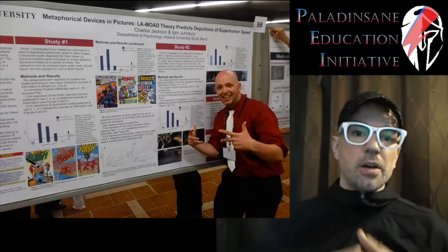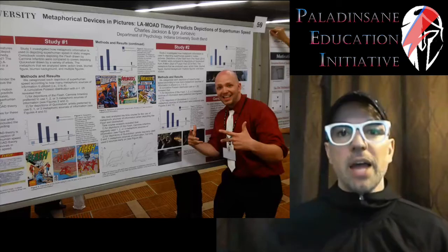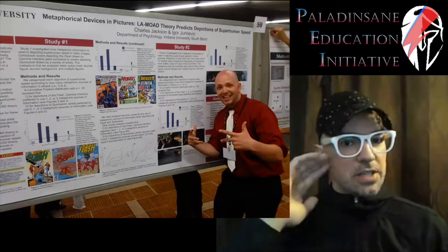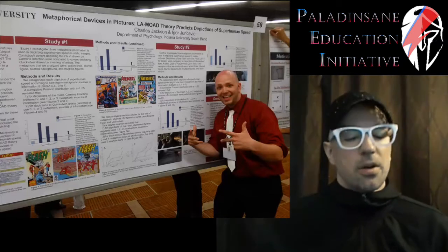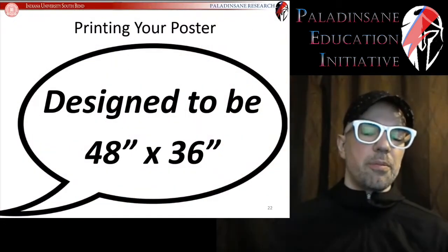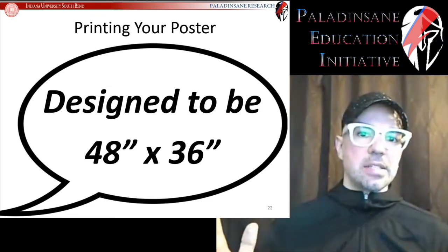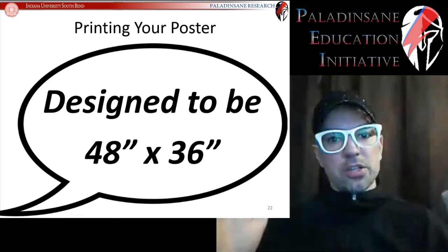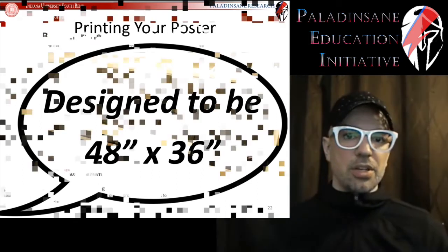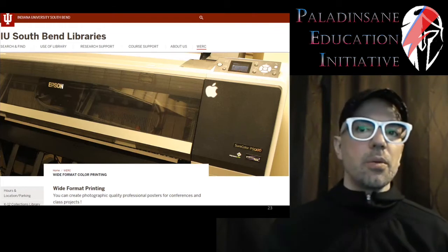All right. So in terms of actually printing the poster, in terms of coming up with the physical design, you don't have to do this for this semester. We're going to be doing this all electronically. But just in case it happens in your future career, typically what we would have done is your poster would have been designed to be 48 inches by 36 inches. So it's always in a landscape orientation, 48 inches wide, 36 inches high. And that is the maximum size that we can have printed here at the IU South Bend Printing Services. So normally we would have done this.